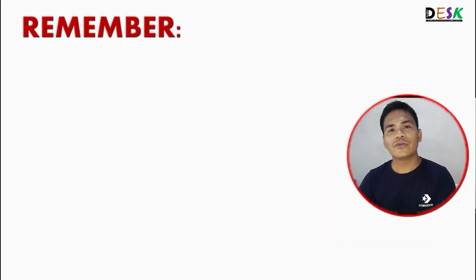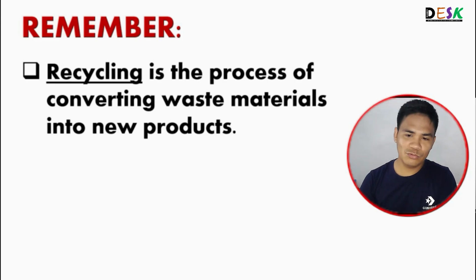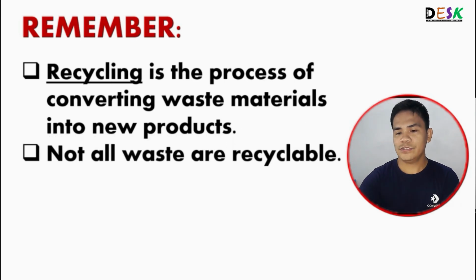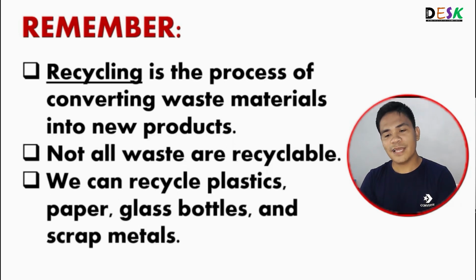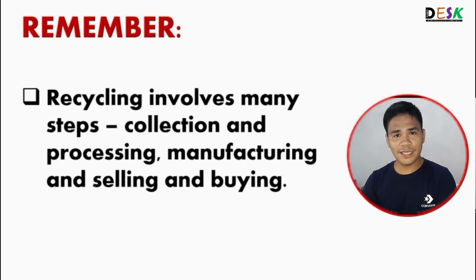So remember, recycling is the process of converting waste materials into new products. Not all waste materials are recyclable. We can recycle plastics, paper, glass bottles, and scrap metals only. Recycling involves many steps, but they are summarized into three main steps. The first one is collection and processing, the second one is manufacturing, and the third one is selling and buying.